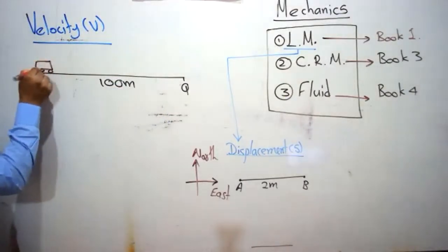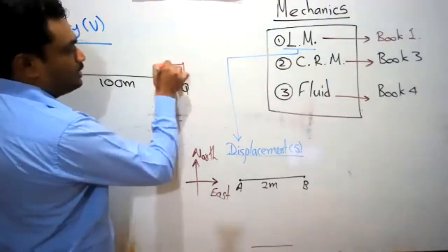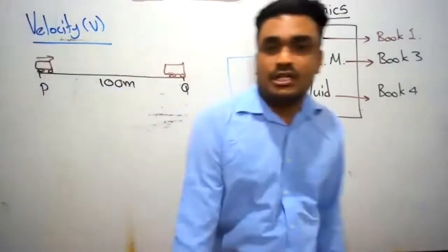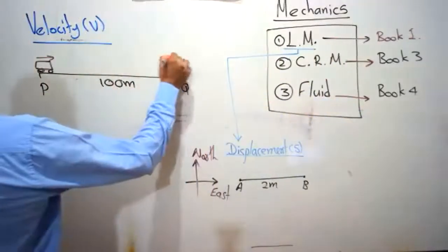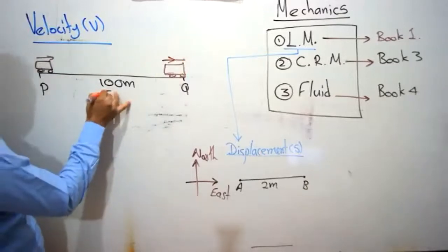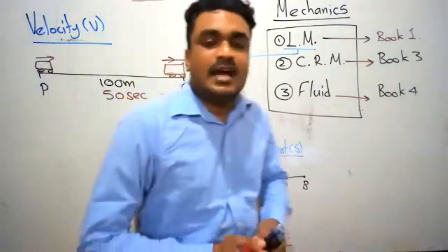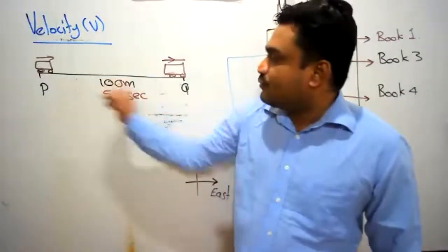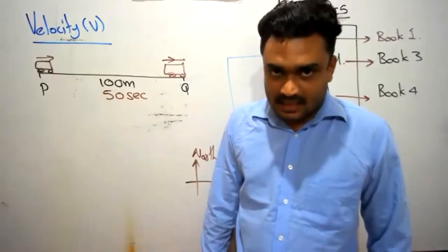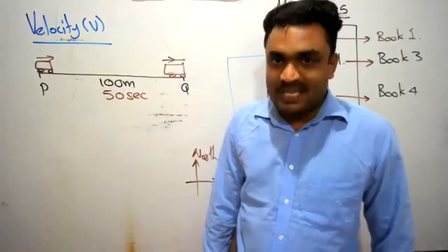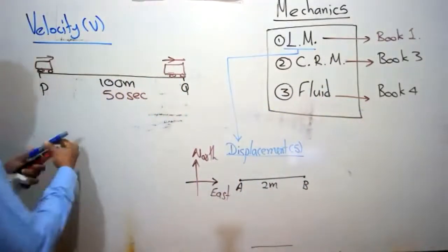Let's say we send a remote controlled toy car from A to B with a constant velocity. So let's say this car takes 50 seconds to travel from P to Q. What's the time taken for this car to travel from P to Q here? 50 seconds. So we can write a statement.